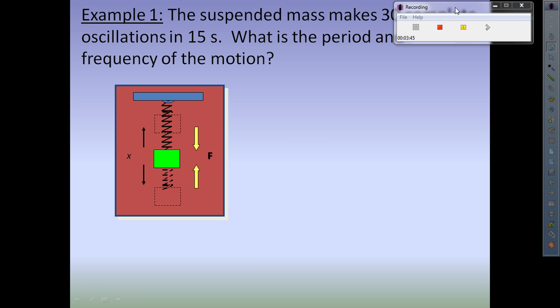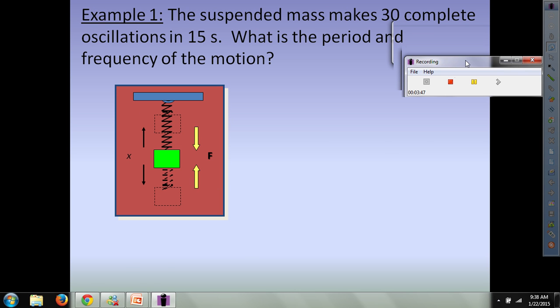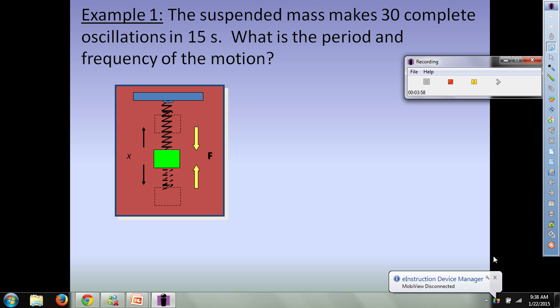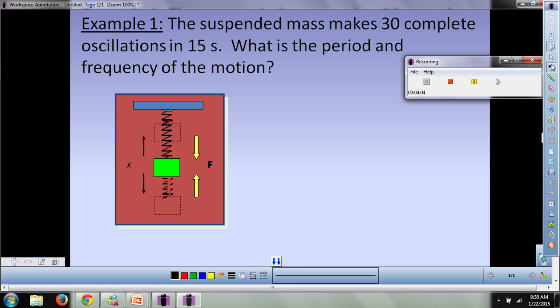Okay, example 1 says that a suspended mass is going to make 30 complete revolutions in 15 seconds, and it wants to know the period and the frequency. Well, what I know is that my period is the amount of time that it takes for 1 revolution, and my frequency is the number of revolutions per second.